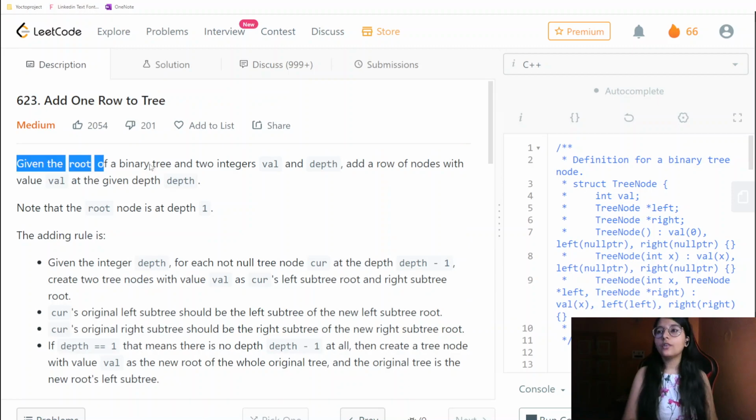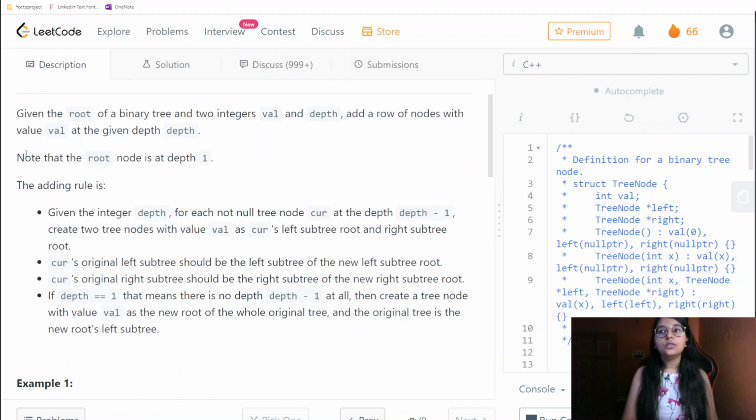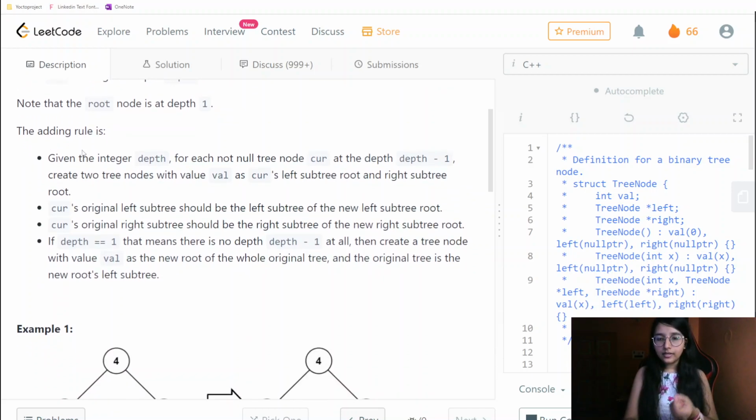Given the root of a binary tree and two integers val and depth, add a row of nodes with value val at the given depth. Note that the root node is at depth 1. So basically our tree starts from depth 1, meaning the root node is at depth 1, not at 0. That is what they want to convey to us. And the adding rule is basically at what level we are required to add and what is the criteria to add a particular node. So we are required to take these 4 points for the tree.